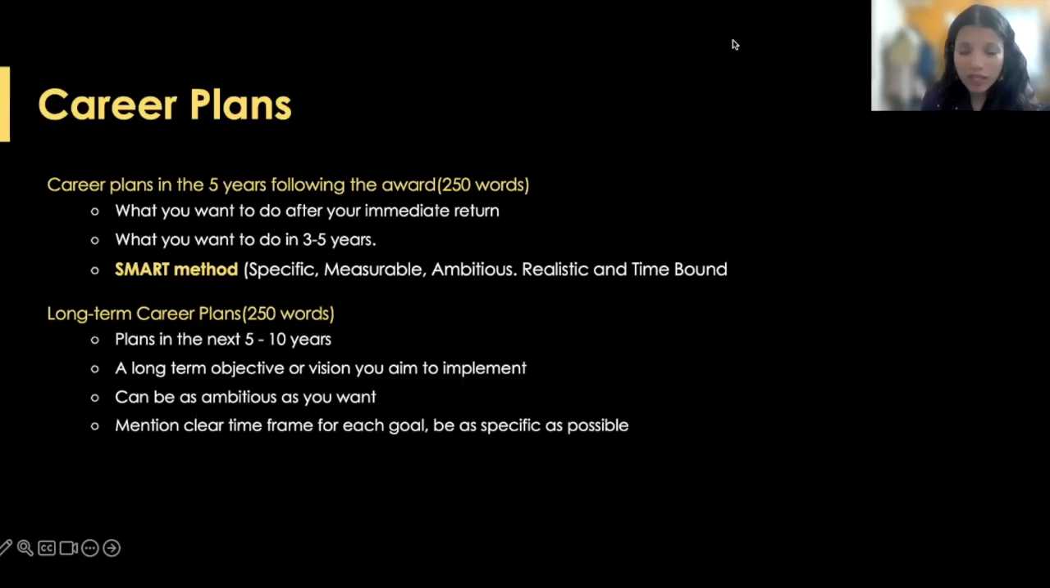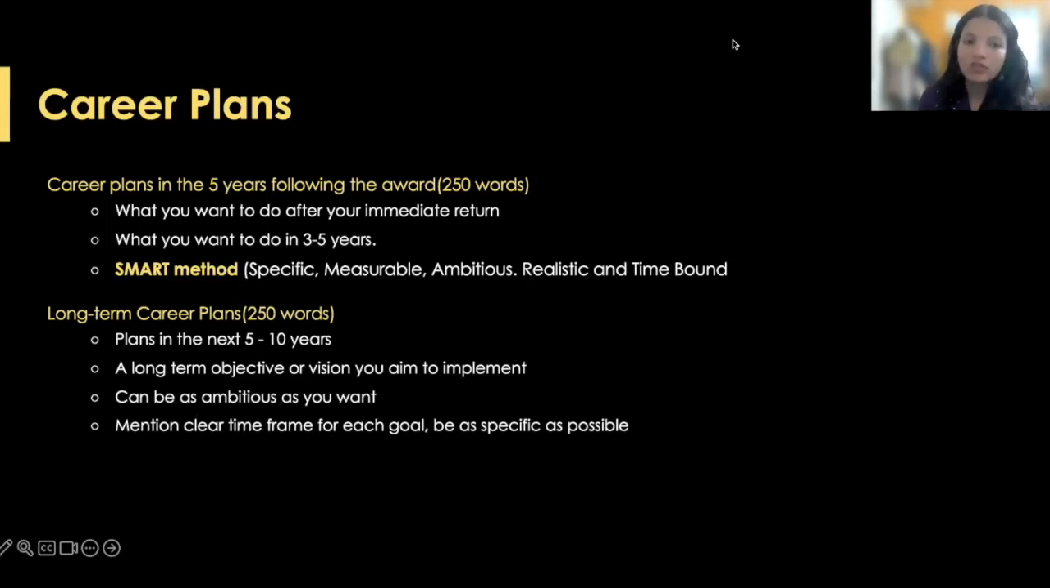It's okay to change them later on, but in your application, showing specificity is a good way to show that you're committed to those goals. Make your outcomes measurable, be ambitious, but also be realistic. You can put forward very ambitious goals, but also elaborate the realistic steps you're going to take towards achieving that goal. And also each of your goals has to be time bound.